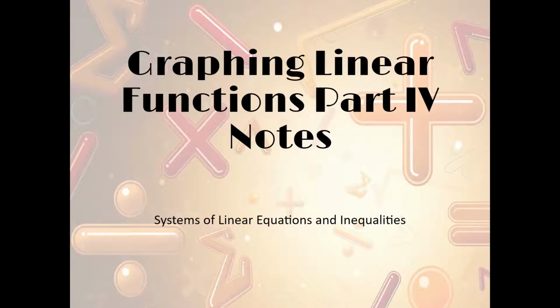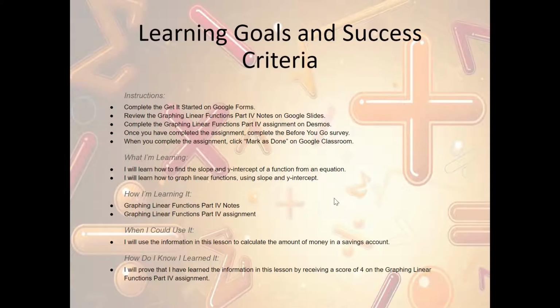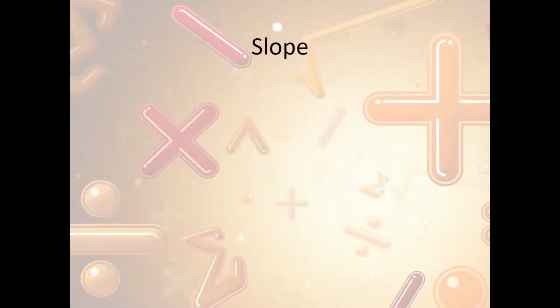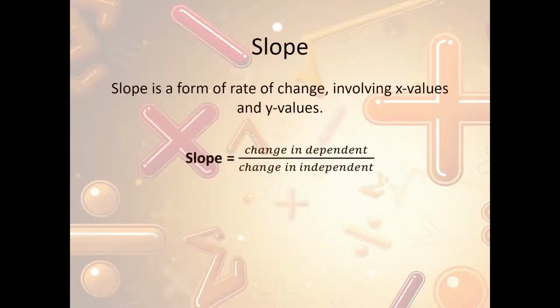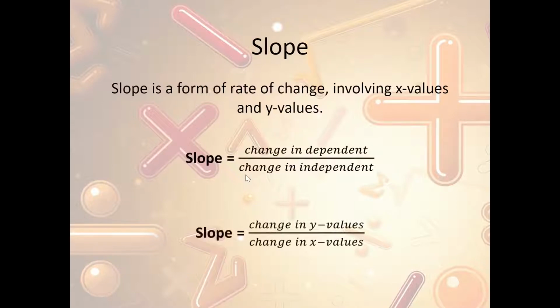Let's take a look now at the Graphing Linear Functions Part 4 notes. The notes begin with the learning goals and success criteria. Now let's talk about slope. What is slope? Slope is a rate of change involving x values and y values. Slope is known as the change in the dependent variable over the change in the independent variable. Now what does that really mean? That really means that slope is the change in the y values over the change in the x values. So it's always y over x.